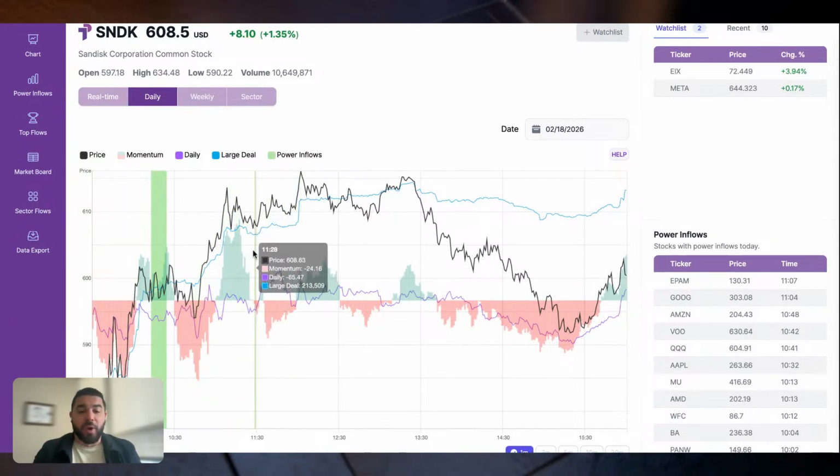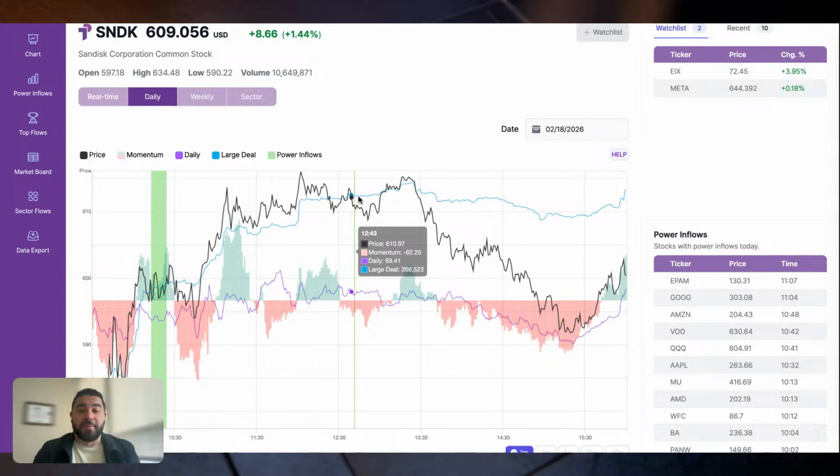You can see how much green there was, but really the large deal flow data was running almost in tandem with the price. As the price was increasing, you can see that large deal flow data was really preceding it. That line continued to increase and stayed at a pretty high level throughout the day.